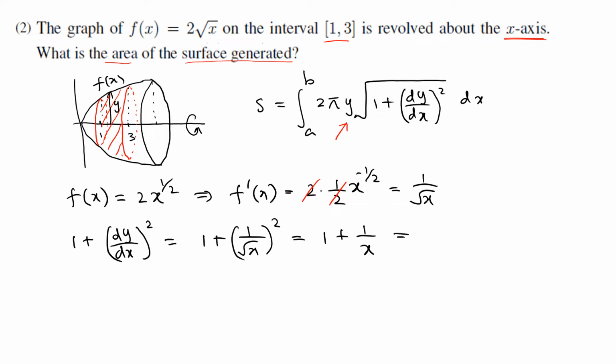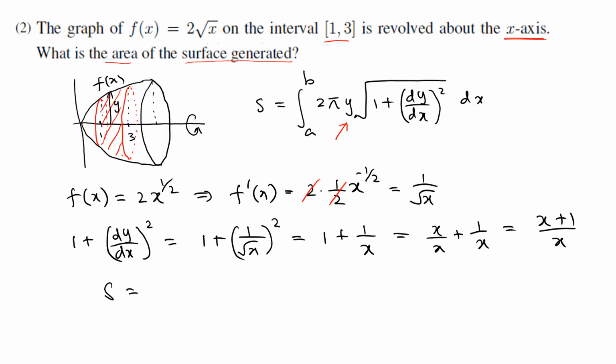Now take the common denominator, which is x. So that means you multiply the first term by x top and bottom. So what you get is x over x plus 1 over x. Again, these are all not necessary. I'm just showing them for clarity. Okay, good. So that's what you get. Now we're going to plug that into the formula.